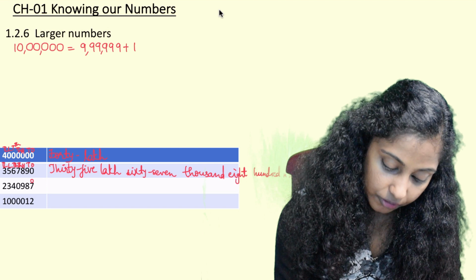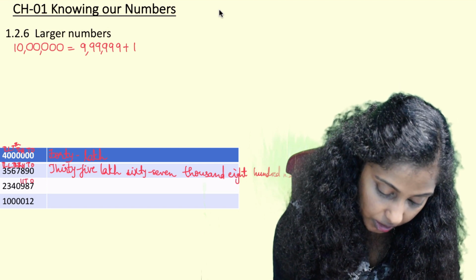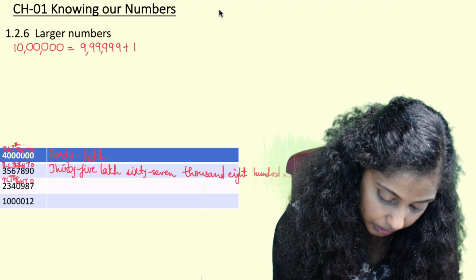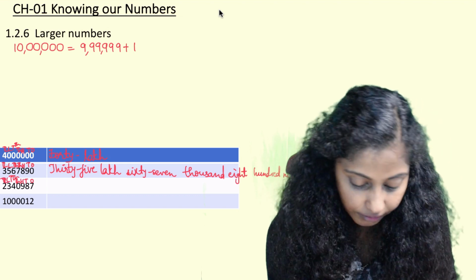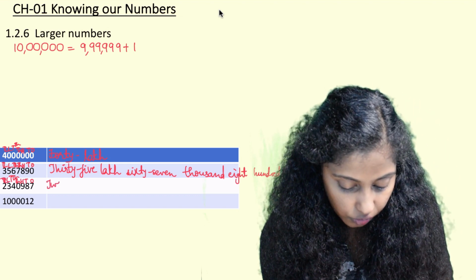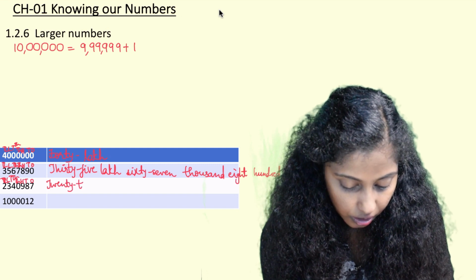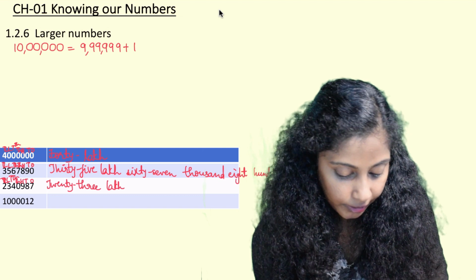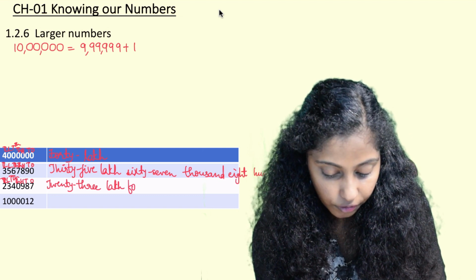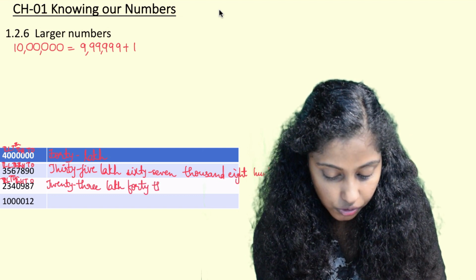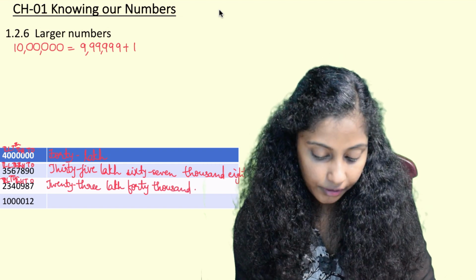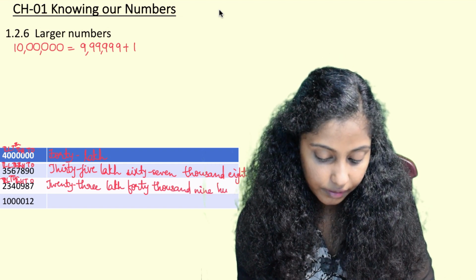Then again if we have to write this in words, ones, tens, hundreds, thousand, 10,000, lakh, 10 lakh. So in lakhs group we have 2, 3, 23. So we write it as 23 lakh. Then in thousands group we have 4, 0. So we write 40,000. Then we have 987.